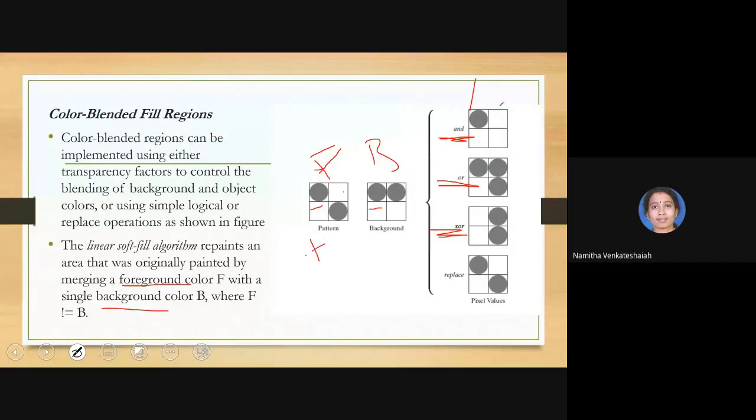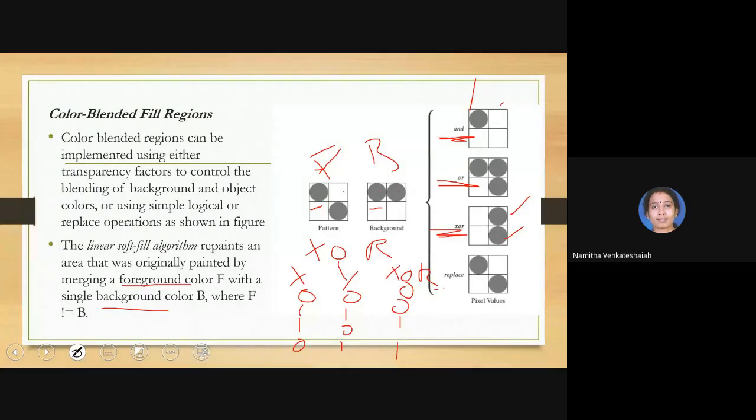How does XOR work? Let us recall. X, Y, XOR. 0, 0 means 0. 1, 1 means also 0. 1, 0 and 0, 1 will be 1. So look here. This XOR this gives 0. This XOR this gives 0. But for the 1, 0 and 0, 1 combinations, we have these values. Okay, this is about the AND operation, OR operation, XOR operation for color blending.